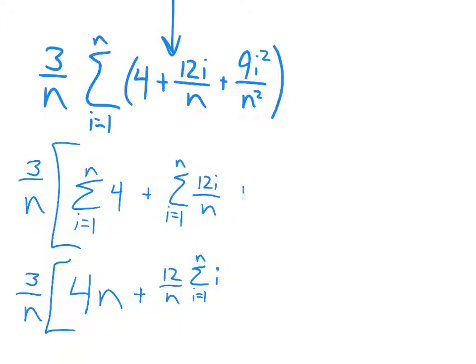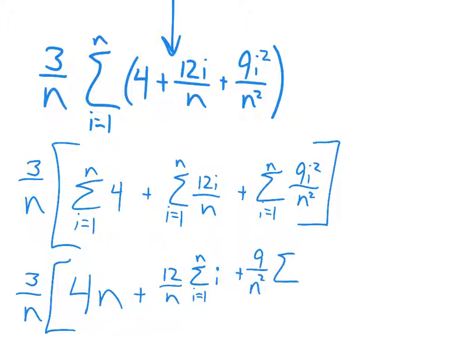The last one, I have the sum from i equals 1 to n of 9i squared over n squared. What's the constant in that one? 9 over n squared. So, Mr. Harrison, the formula does not apply if you have a constant, right? Correct. You've got to pull that constant out, and then we can use the formulas, okay?